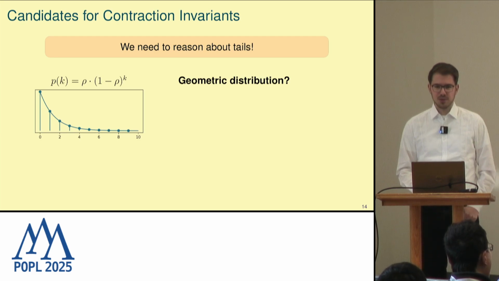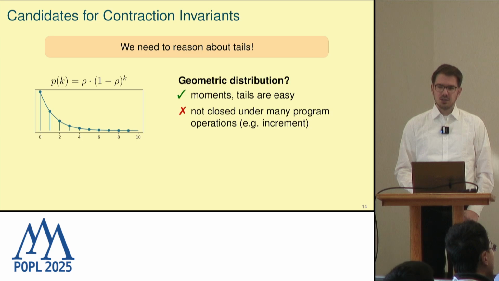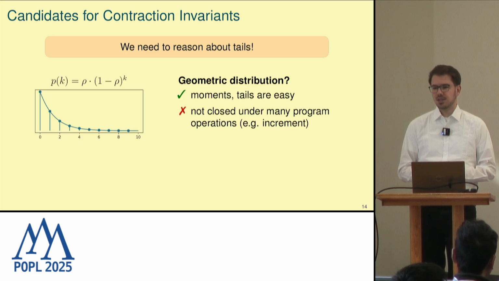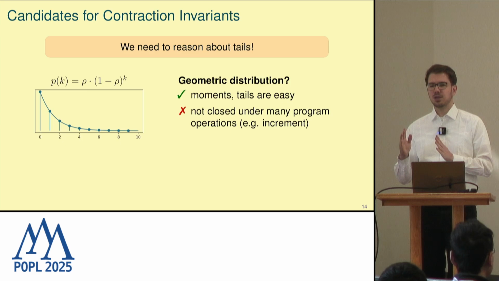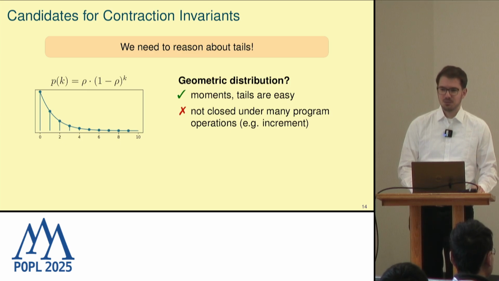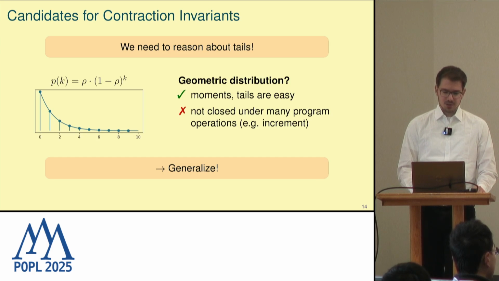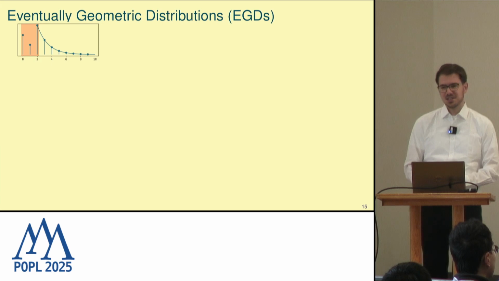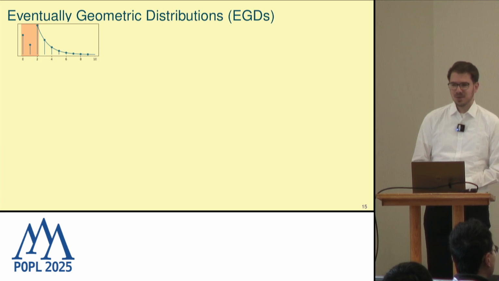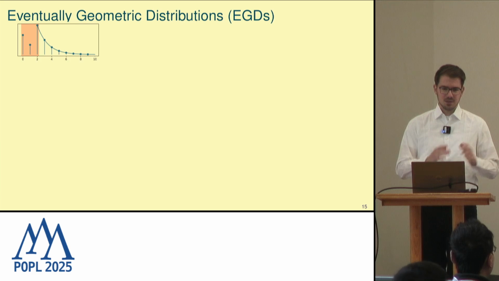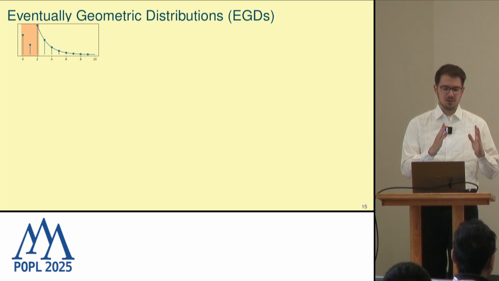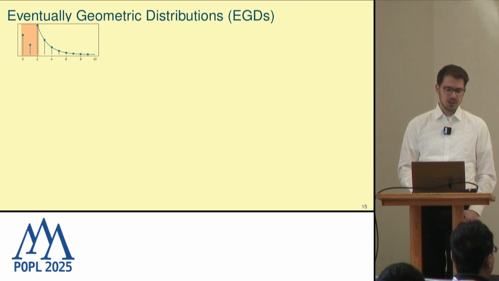that's very simple behavior. And in fact, you can compute the moments and tails easily, but the problem is that geometric distributions are not closed under many operations that you would like. For example, if I increase a variable by 1, it will not be geometrically distributed anymore. So we generalized geometric distributions to something that we call eventually geometric distributions. So we allow them to differ for the first few values, for small values, which we call an initial block.